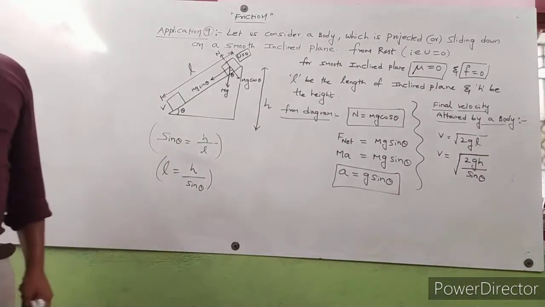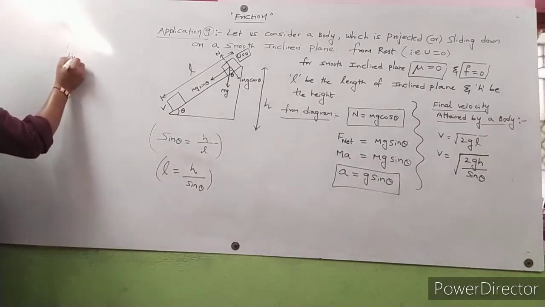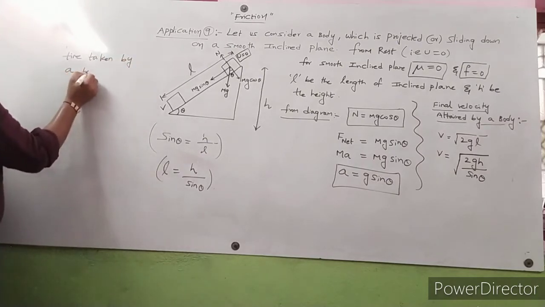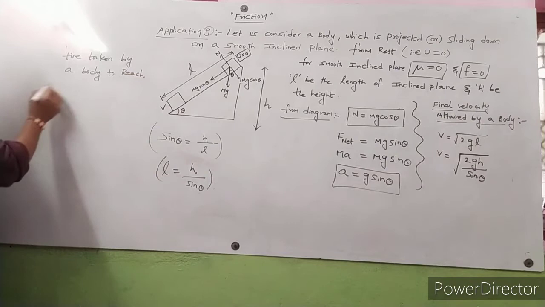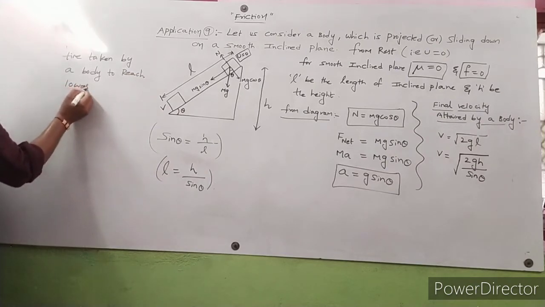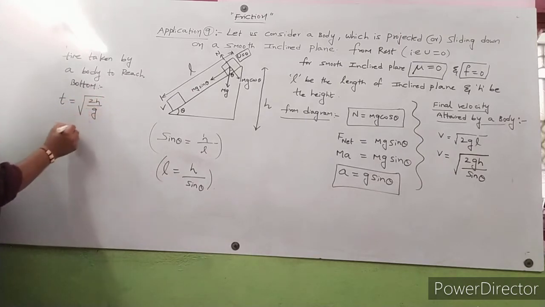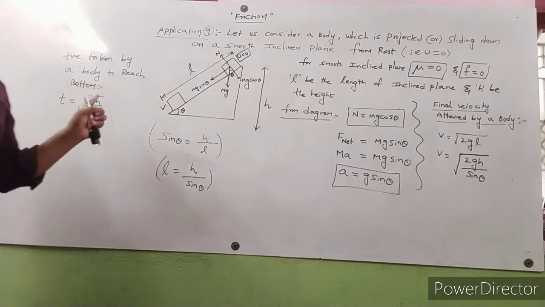L is equal to h by sin theta. And one more thing: the time taken by a body to reach the lowest position, or to reach the bottom, is T is equal to the square root of 2h by g.